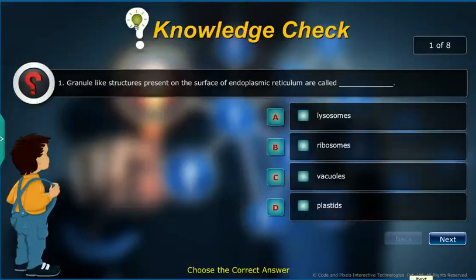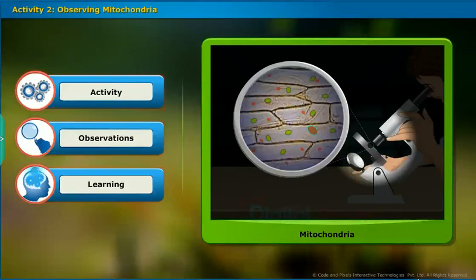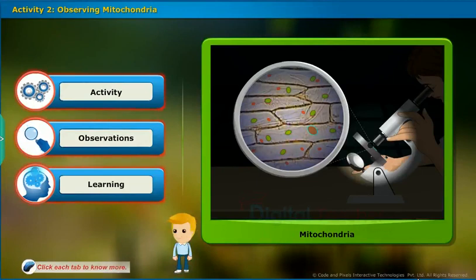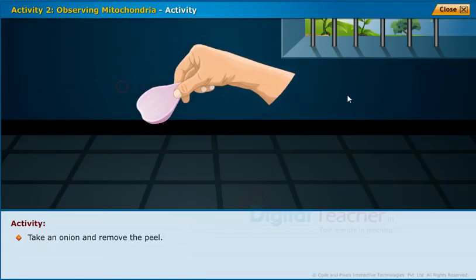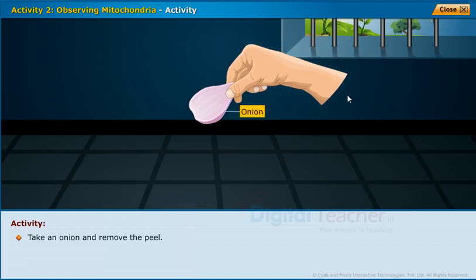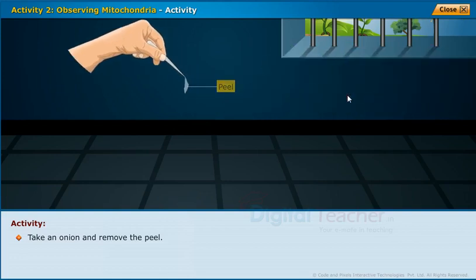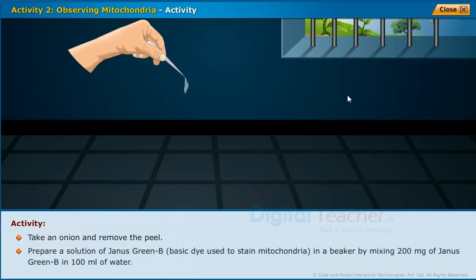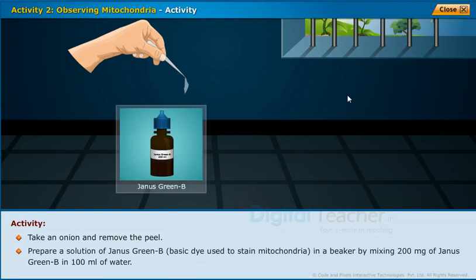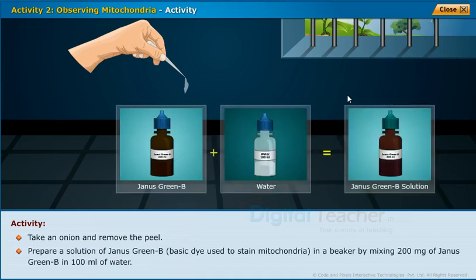Knowledge check. Here, let us perform an activity to observe mitochondria in onion peel. Click each tab to know more. Take an onion and remove the peel. Prepare a solution of Janus green B, a basic dye used to stain mitochondria, in a beaker by mixing 200 milligrams of Janus green B in 100 ml of water.